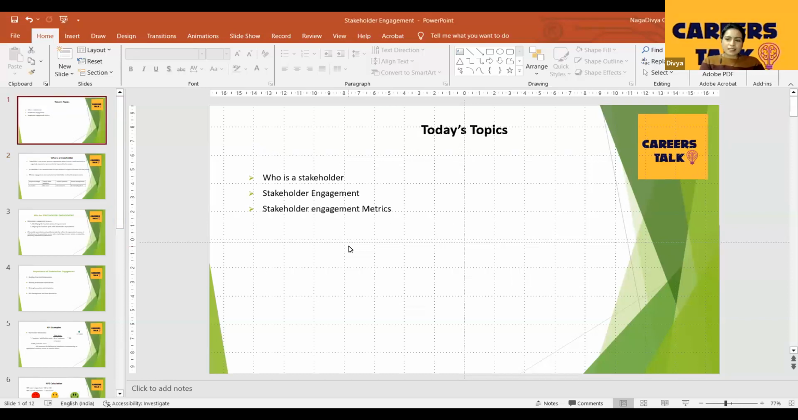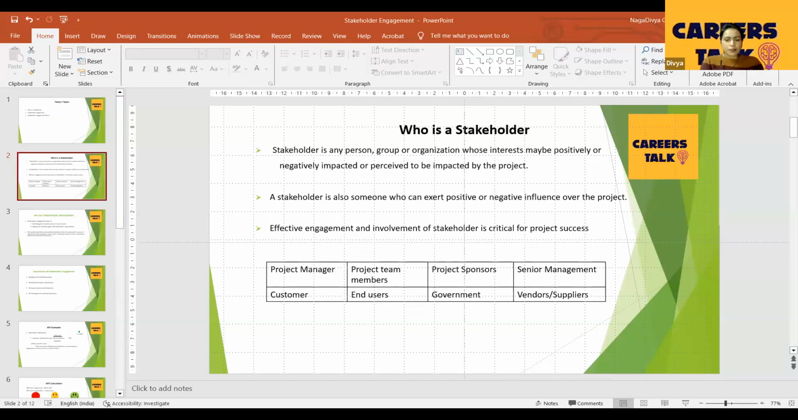So today's agenda is who is a stakeholder, stakeholder engagement, and some useful metrics that a BA can use to evaluate the performance of stakeholder engagement. So first, let's see who is a stakeholder.